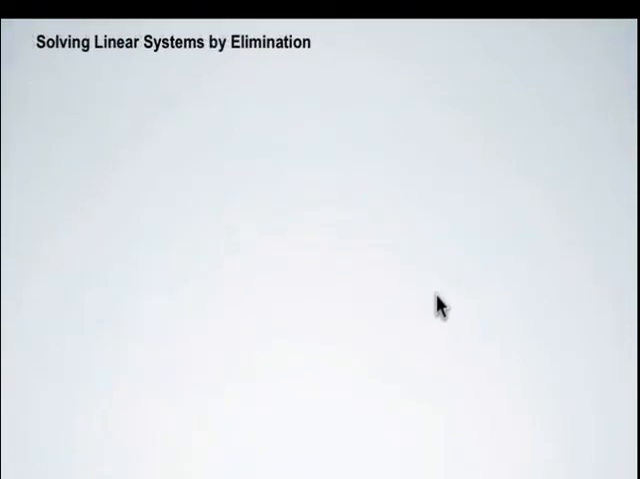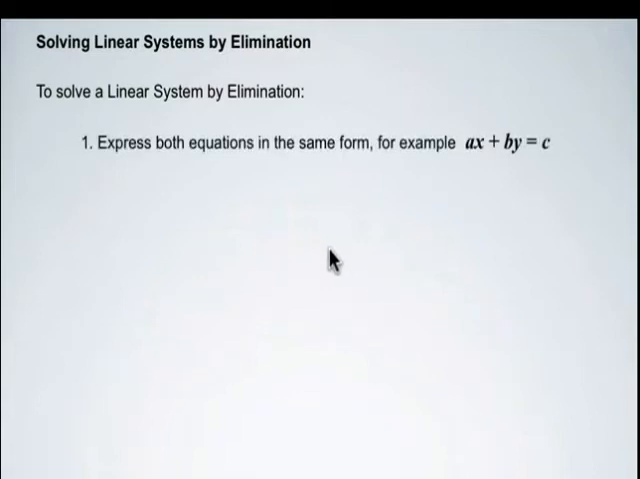So we're going to come up with a process now for solving by elimination, and these are the steps we're going to follow. To solve a linear system by elimination, the first thing you're going to do is express both equations in the same form. In other words, we want the x terms and the y terms in both equations in the same place, and we want the constant in the same place. It doesn't have to be in this form. We could have it as ax is equal to by plus c, but we want both equations in the same form.